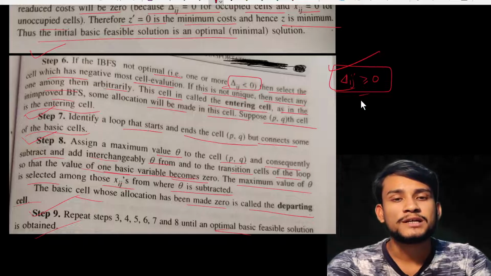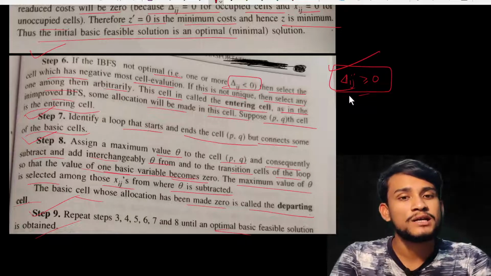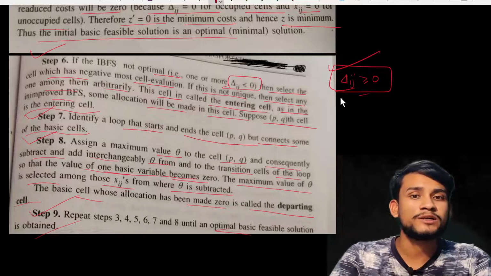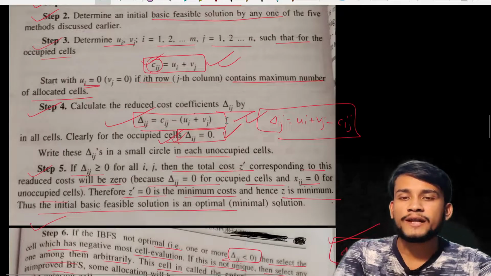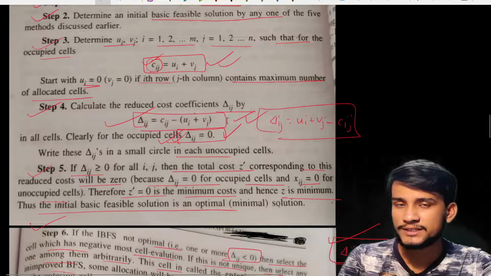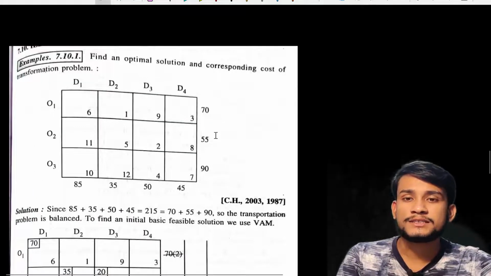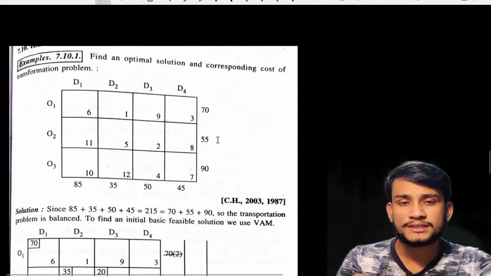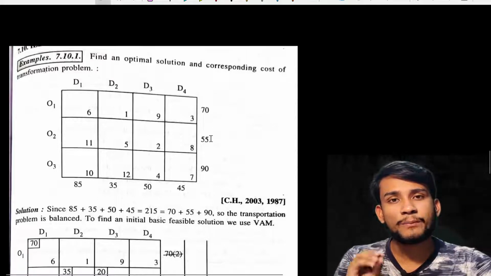If delta ij is less than 0, then we have to improve the initial basic feasible solution by Modi's method, that is the optimality test, and these are the total steps to find the optimal solution. I think these steps are understandable, very easy. So let's now take an example first. This example is very important. I will discuss this example thoroughly, each and every step, so see this example very carefully.